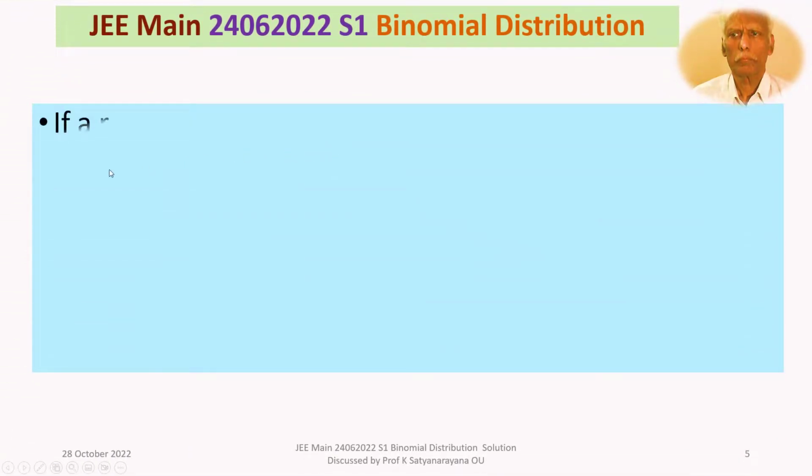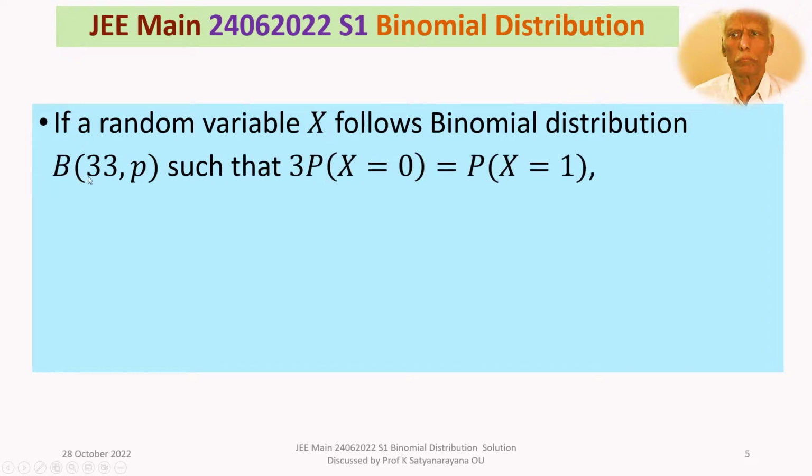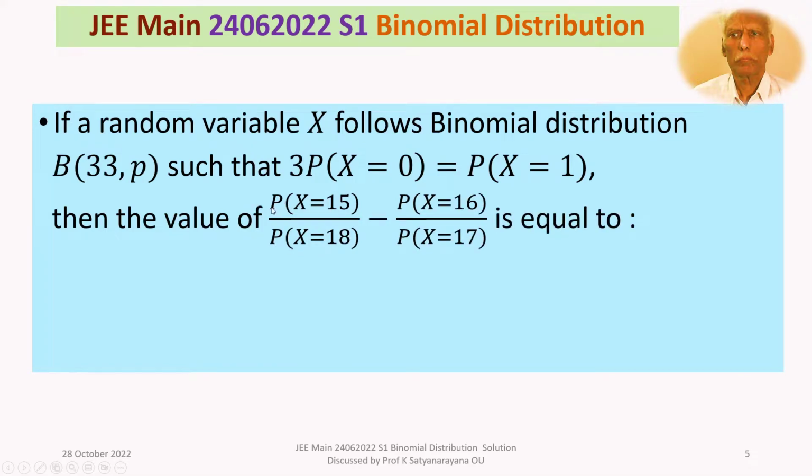The problem is: if a random variable capital X follows binomial distribution B(33, P) such that 3 times probability of X equal to 0 is equal to probability of X equal to 1, then the value of probability of X equal to 15 by probability of X equal to 18 minus probability of X equal to 16 by probability of X equal to 17 is equal to.